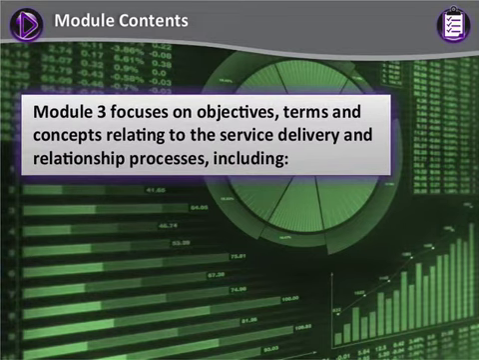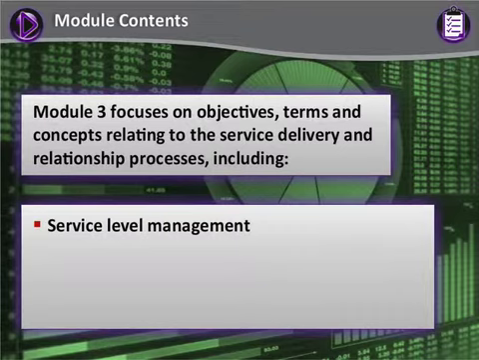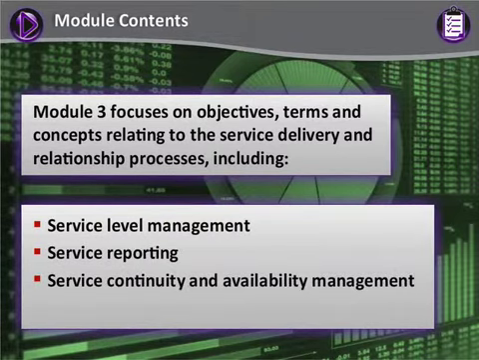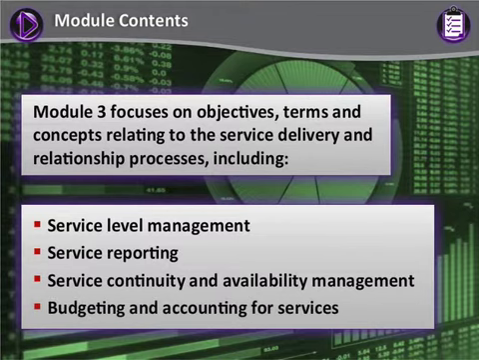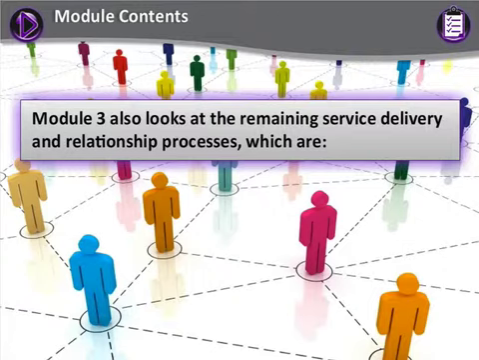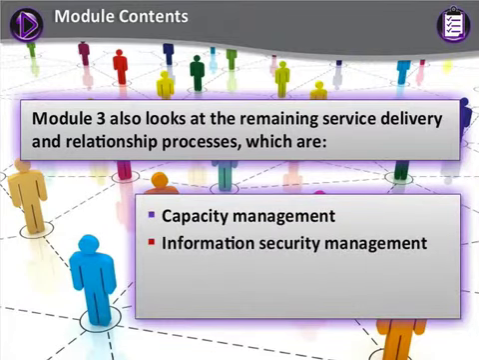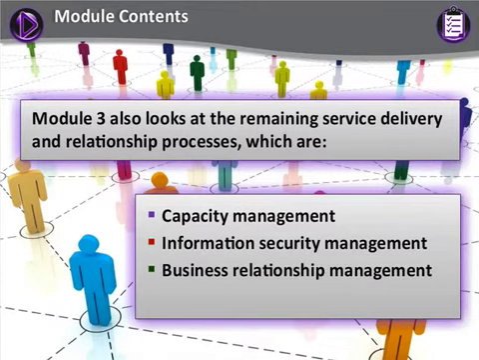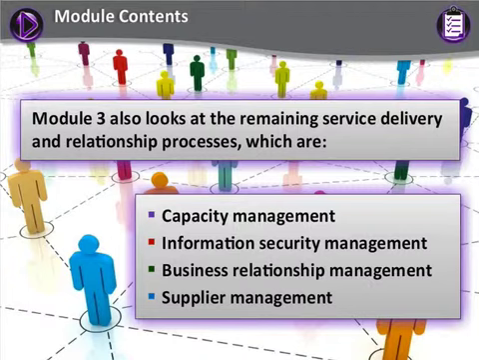Module 3 focuses on the group of processes in the standard, known as the service delivery and relationship processes. These first ones we look at include service level management, service reporting, service continuity and availability management, and budgeting and accounting for services. The remaining service delivery and relationship processes which we look at are capacity management, information security management, business relationship management, and supplier management. If you're familiar with ITIL, you'll notice the similarities with the ITIL framework processes.